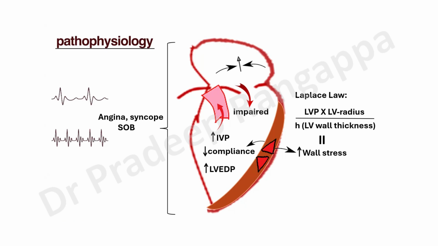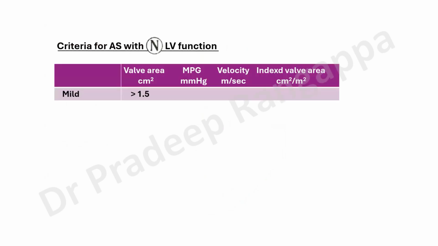So LV is working hard, with increased left ventricular pressure to eject the blood, and increased left ventricular end-diastolic pressure in the setting of LVH, which leads to reduction in the compliance, subendocardial ischemia, and increase in the wall stress. And LA is working hard to push the blood into the LV, which leads to LA enlargement. If you can remember this in a pictorial way, I think your ability to recall will also be much better. So what are the criteria for aortic stenosis in patients with normal LV function?